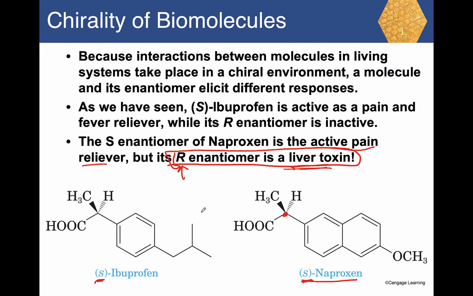That's why you'll see on the ingredients that it's 99.99% pure, because if it has any of the R, there will be extreme problems, since it's a toxin or poison to the liver. So this is really a good example of the importance of enantiomers in chemistry, and more specifically for biomolecules.